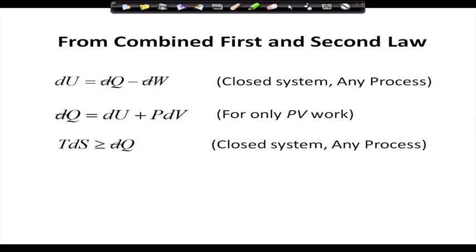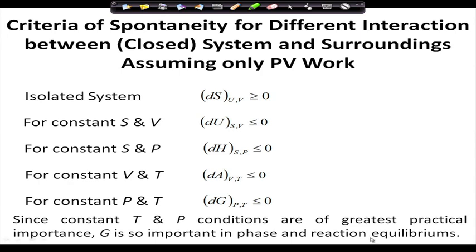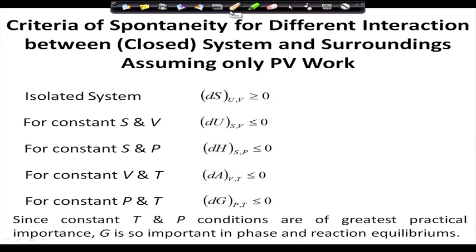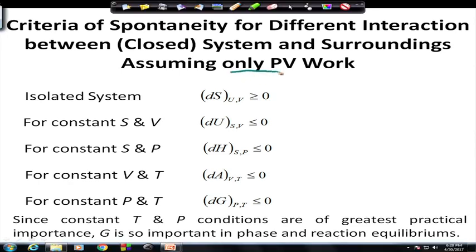So, based on the equations, these are the different criteria of spontaneity for different interactions between a system and a surrounding. Let me remind you once more that we have done this assuming we are dealing with just PV type of work. For an isolated system it is the entropy maximization principle, which gives us the energy minimization principle and the enthalpy minimization principle for constant S and V and S and P.